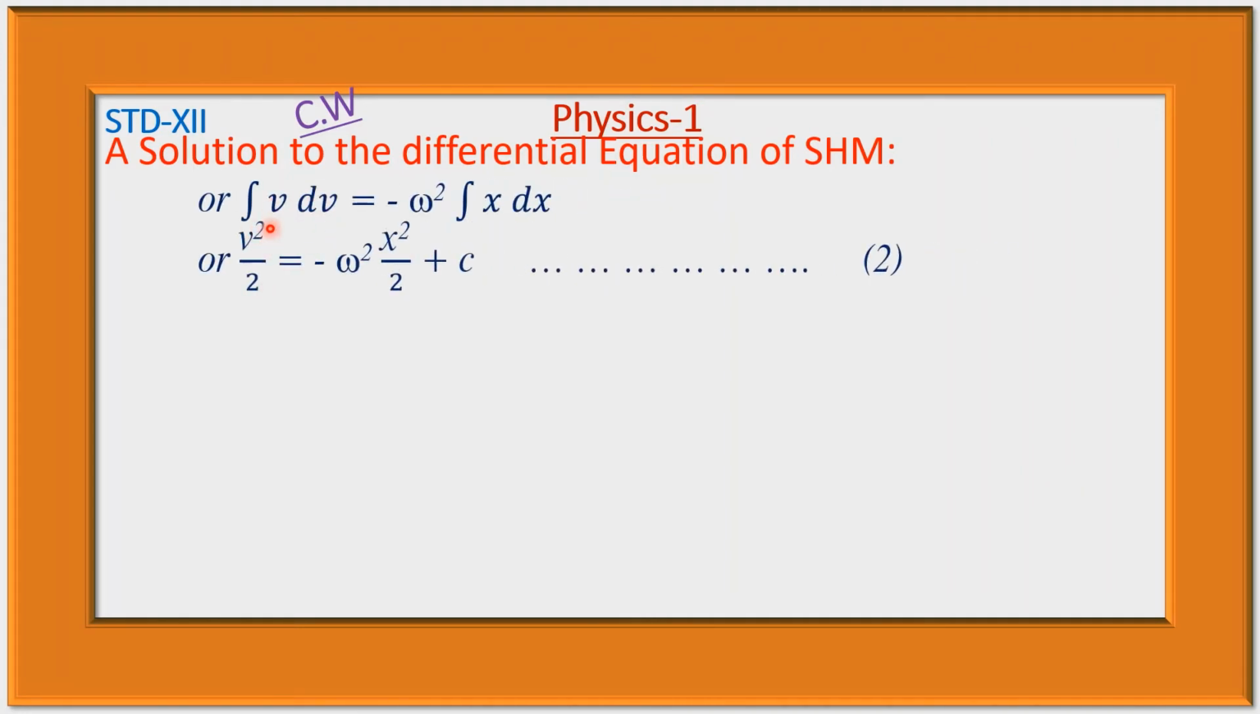If we integrate velocity with respect to velocity, integration v dv is v square by 2, which is equal to minus omega square integration x dx, that means x square by 2 plus c. Here c is the integration constant.